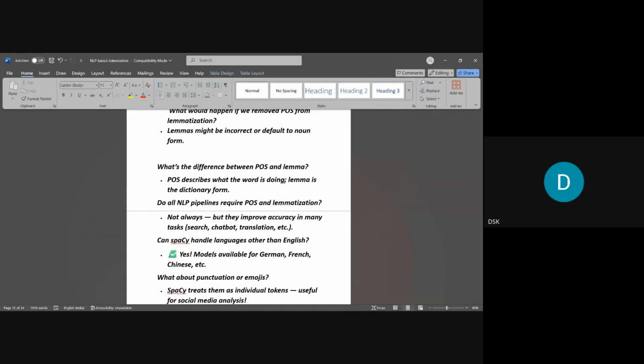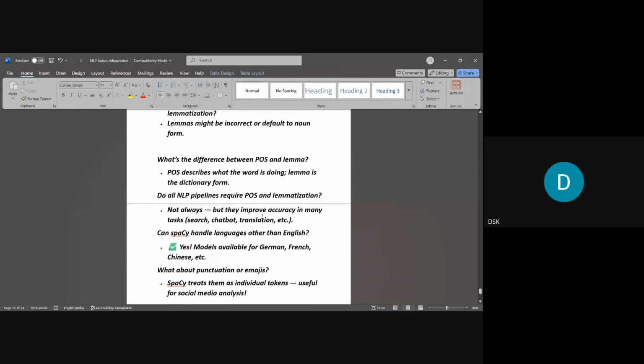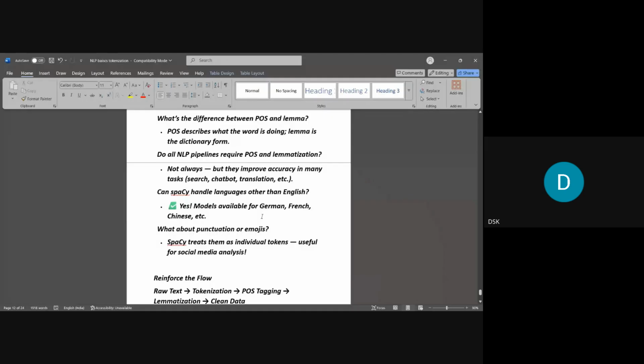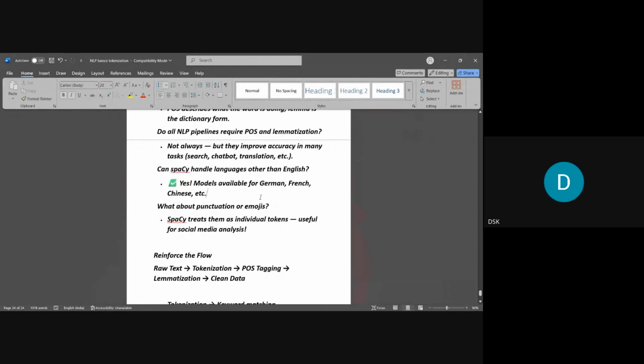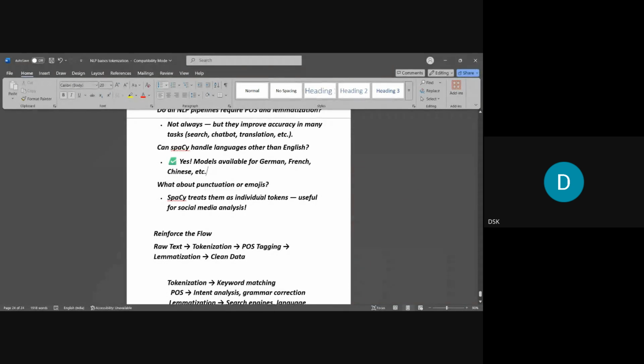Do all NLP pipelines require POS and lemmatization? Not always, but they improve accuracy in many tasks: search, chatbots, translation, etc. Can spaCy handle languages other than English? Yes, because these models are available for German, French, Chinese, etc. What about punctuation and emojis? spaCy treats them as individual tokens, and that is useful for social media analysis as well.